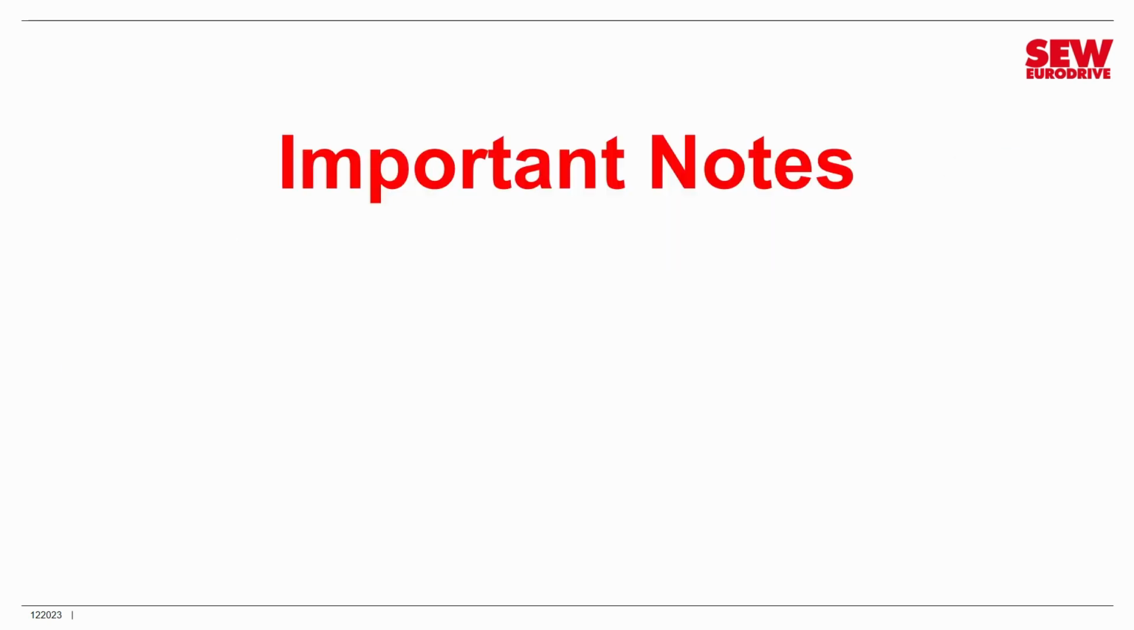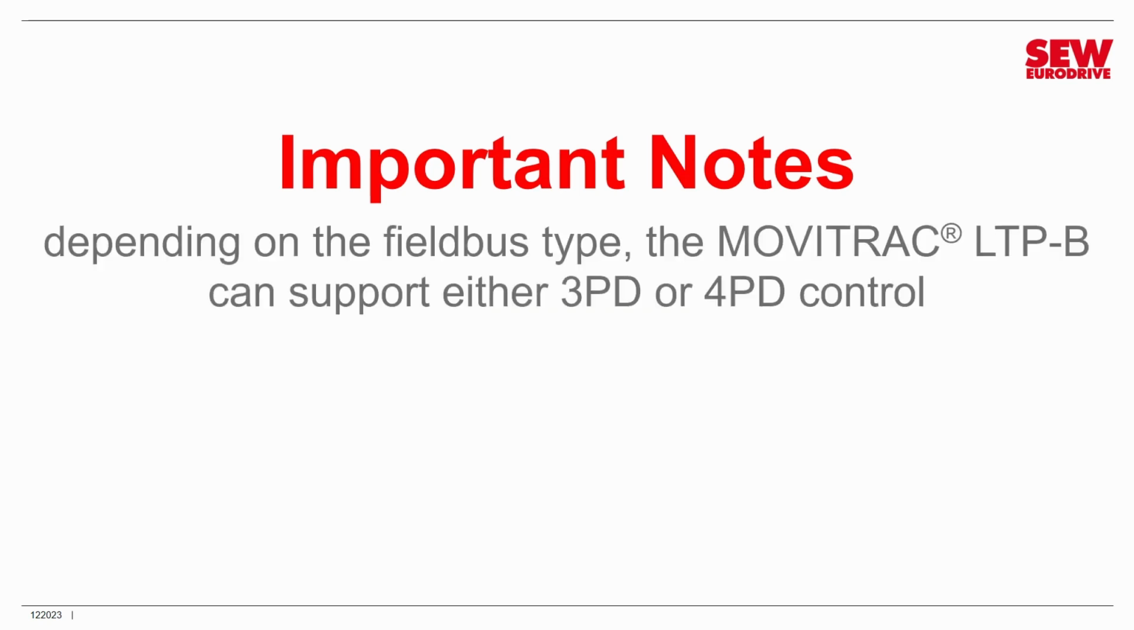Now, some very important notes here. Listen closely. Depending on the field bus type, whether you're using classic field bus, an expansion card, or the field bus gateway, the MOVITRAC LTP-B can actually support either 3PD or 4PD control. 4PD control uses 4 process data words in each direction instead of 3. It depends on the type you're using.